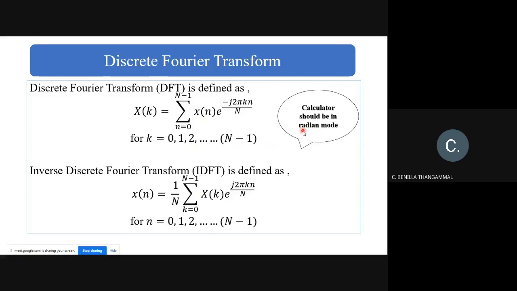Just choose your radian mode, and then you also have to keep your calculator in complex mode. If you press mode once, you will get complex and compound, so you choose complex. So before you start doing your DFT problem, keep your calculator in radian mode as well as in complex mode. This is very important.